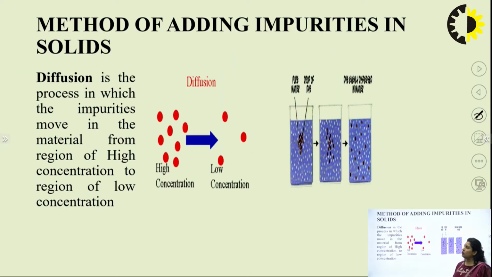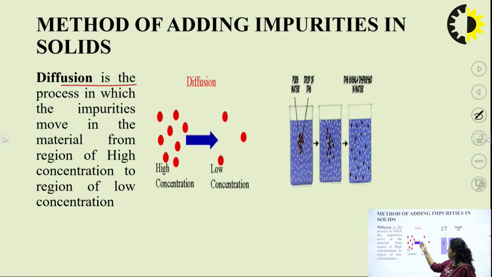So next, how to add impurities in a particular solid. There are two types of methods to add impurities in a particular solid. The first one is diffusion and the second one is ion implantation. So what is diffusion? Diffusion is the process in which the impurities move in the material from the region of high concentration to low concentration.